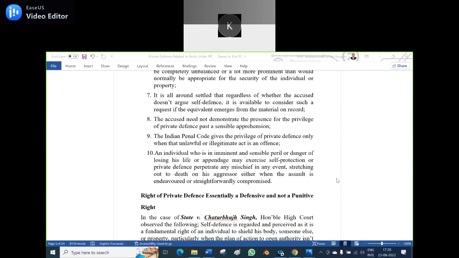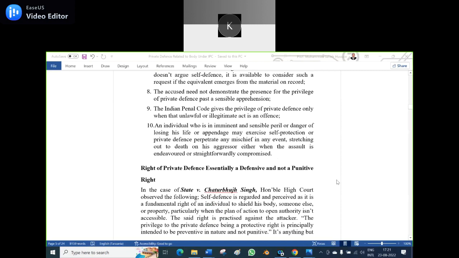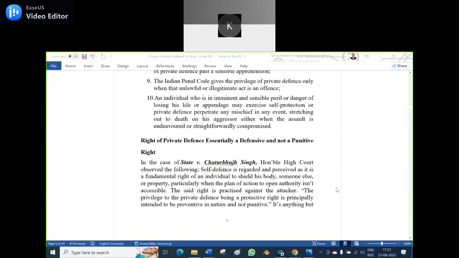Ninth one, the Indian Penal Code gives the privilege of private defense only when that unlawful or illegitimate act is an offense. So according to the IPC, if that act is illegitimate or an offense only, then the person can take the privilege of private defense. Tenth one, an individual who is in imminent and sensible peril or danger of losing his life or appendage may exercise self-protection. If he sees immediate danger or peril, then he can take private protection, that is private defense of the body or private defense of the property, extending even to death of his aggressor, either when the assault is attempted or directly threatened. Sometimes if he sees death, then it may extend to killing the offender also.